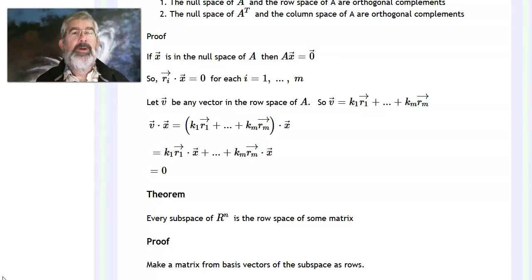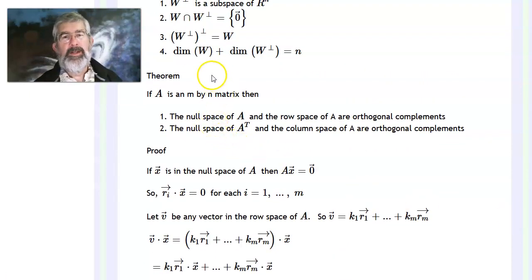And we also know that the nullity and the rank of that matrix add up to n. And so we have shown what we wanted: that the dimension of W, which is now recognized as the row space of some matrix, plus the dimension of W perp, which is the null space of that same matrix, have to add up to n. The dimensions add up to n.